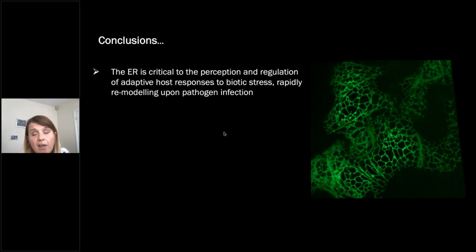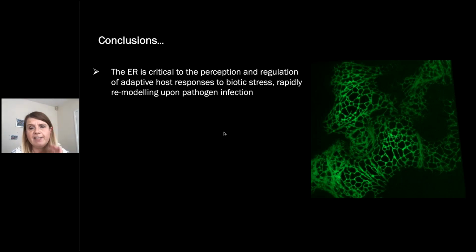One thing I said right at the start of my talk was that I was interested in the fundamental relationship between ER form and function. So I've done a good job today, I hope, of describing how the ER changes shape, but I haven't really touched upon whether these changes in the ER morphology have any impact on the susceptibility of the plant to pathogens.